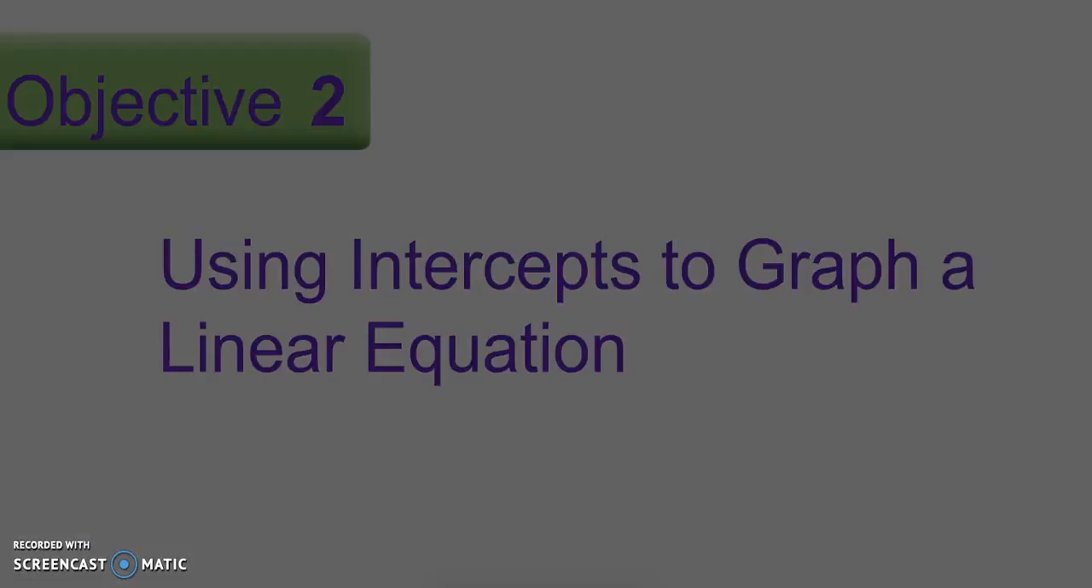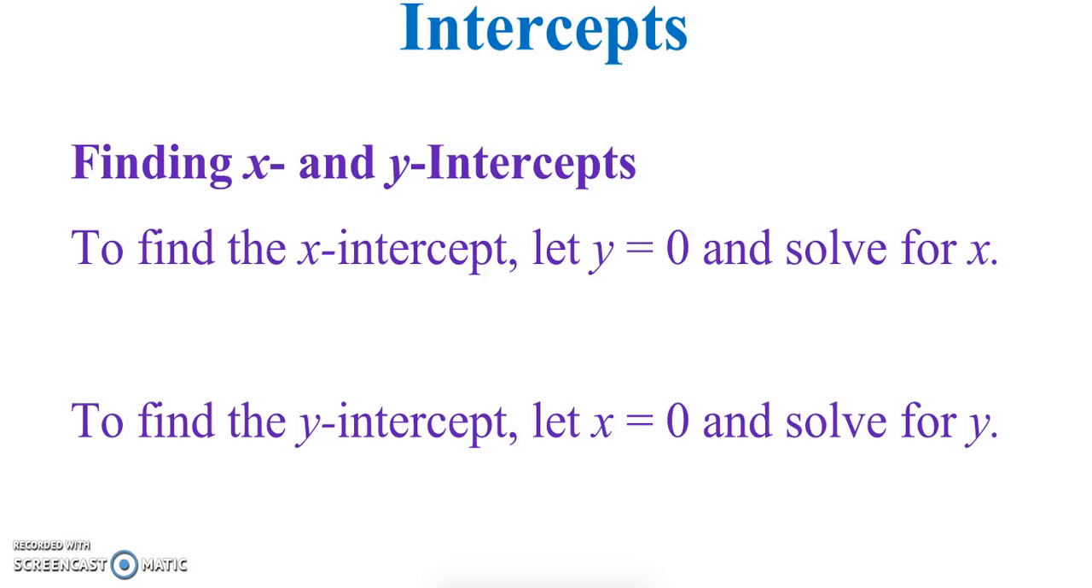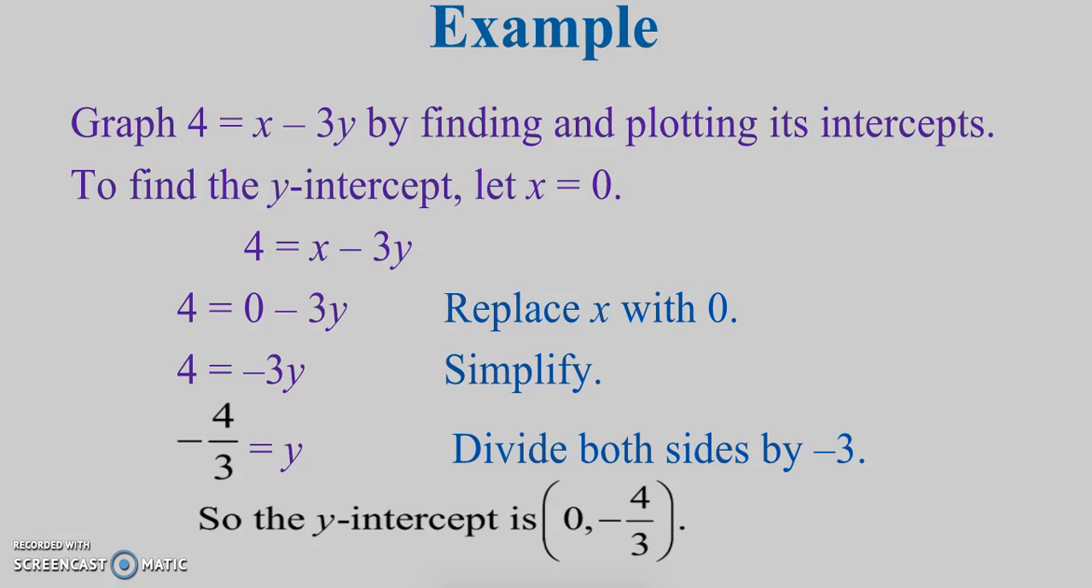Now using it to graph. So when you're solving in 3.2, I told you to always pick a number, whatever you choose, but it's best to start small. When you're trying to find intercepts, you're always going to pick 0. So if you're trying to find the x-intercept, you're going to make y 0. If you're going to find the y-intercept, you're going to make x 0, and then solve.